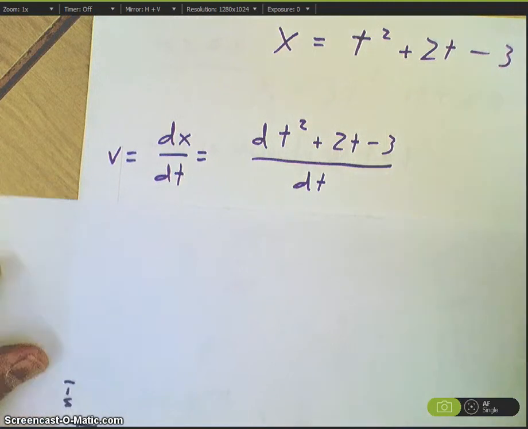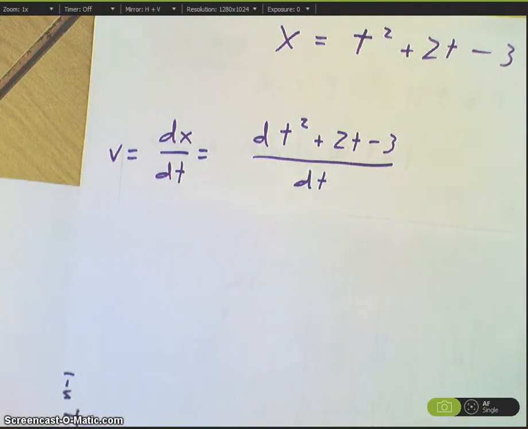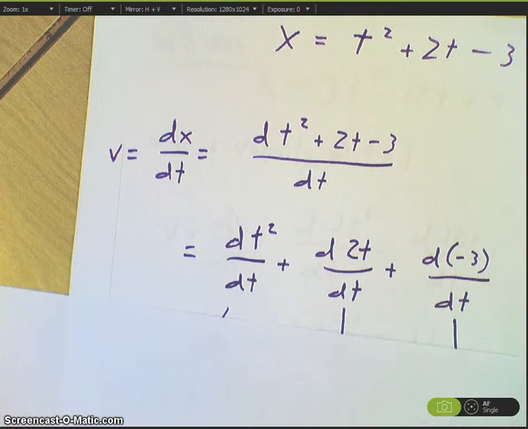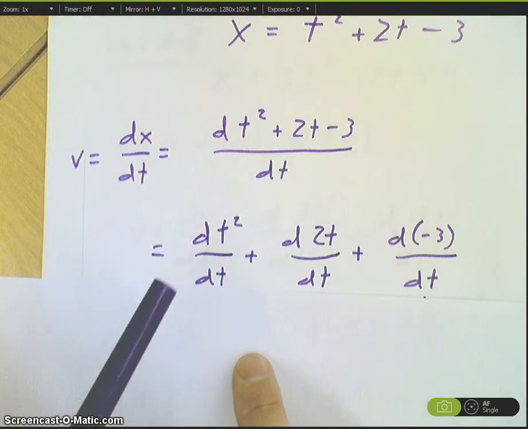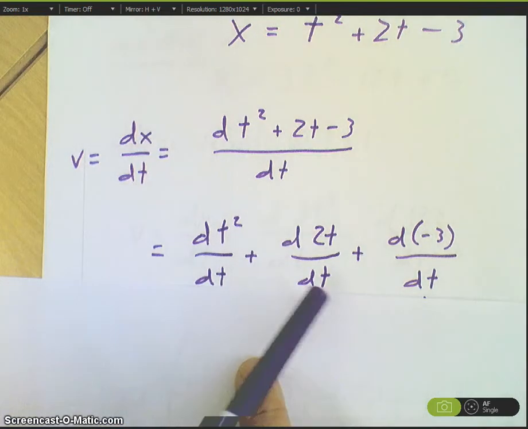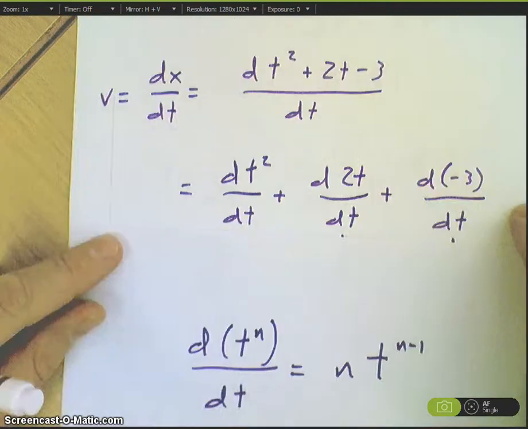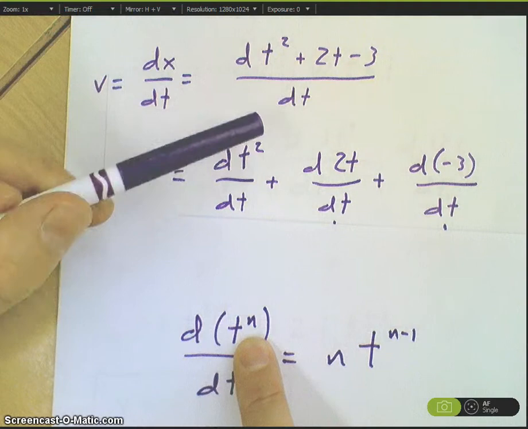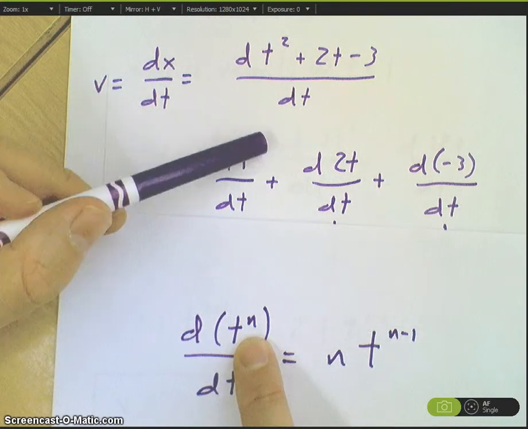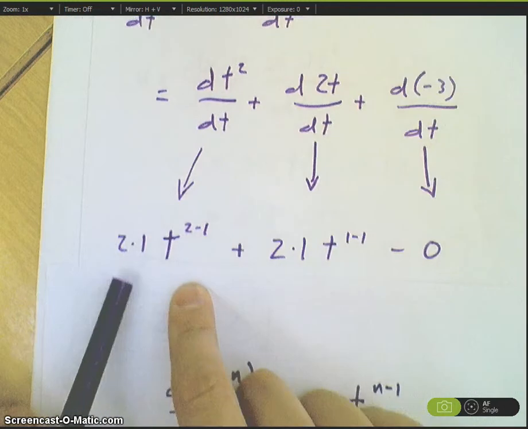So it turns out that when you have multiple terms within a differential equation, you can just separate them out like so. So d t squared over dt plus d 2t over dt plus d of negative 3 with respect to t. For this first one, the n that we have is actually 2. So we're going to bring the 2 in front and then subtract 1 from that. So it looks like this.